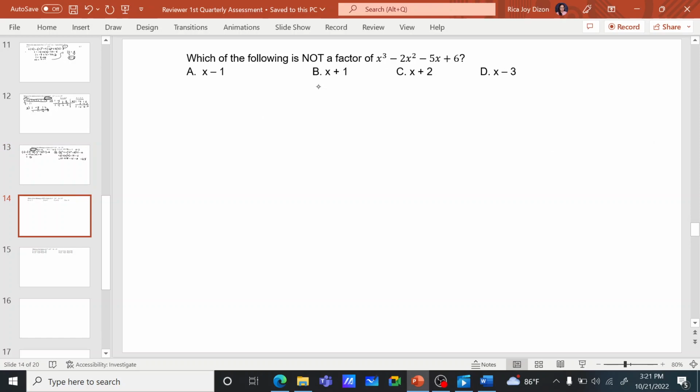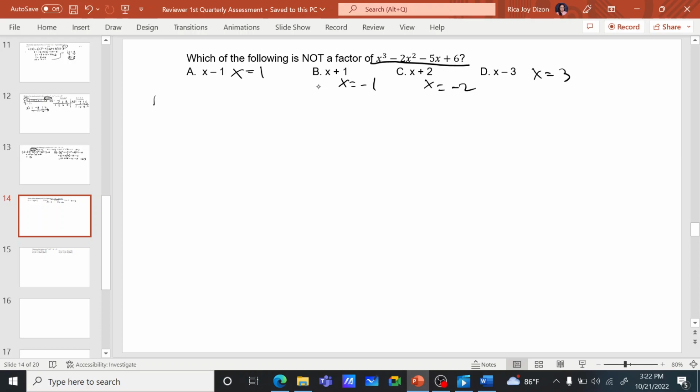Which of the following is not a factor of x cubed minus 2x squared minus 5x plus 6? So we simply apply the remainder or the factor theorem in here. Substitute all values of x in the choices to x in the given polynomial. For letter A, our x is 1. For letter B, our x is negative 1. For letter C, our x is negative 2. And for letter D, our x is 3.